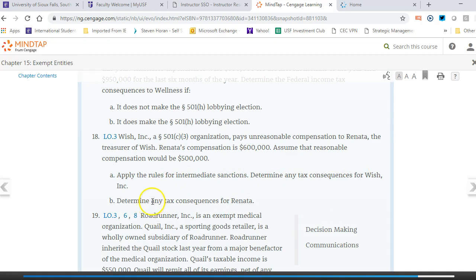Then letter B is the sanction for Renata. Now this is 25%. Initially she's going to pay a 25% tax on that difference. So 25% of 100,000 is 25,000. Okay, if she does not fix that within the taxable period, in other words, she's got to pay that money back, then she's subject to the second level tax, which is 200%, or double the difference. So 100,000 times 200% is $200,000. So she better fix it, right? Because otherwise that's very, very expensive.